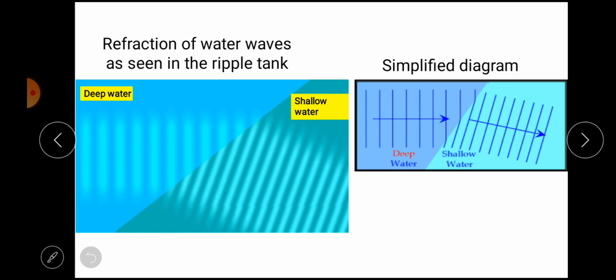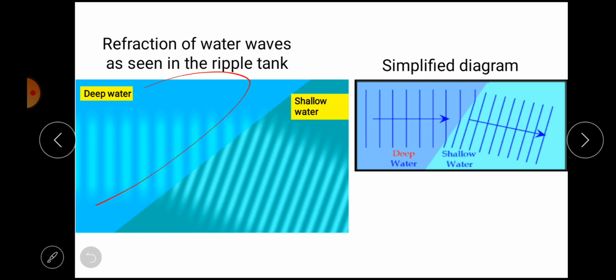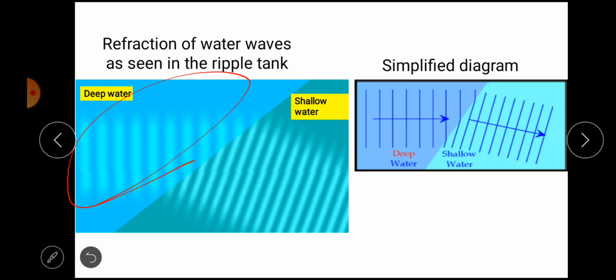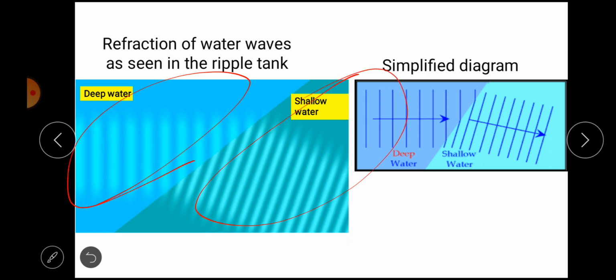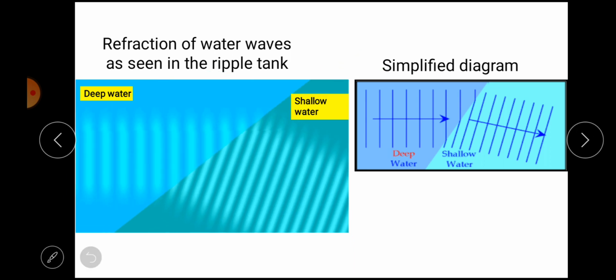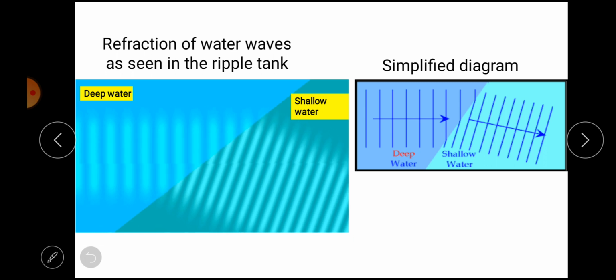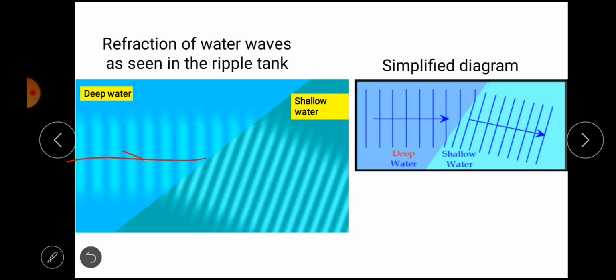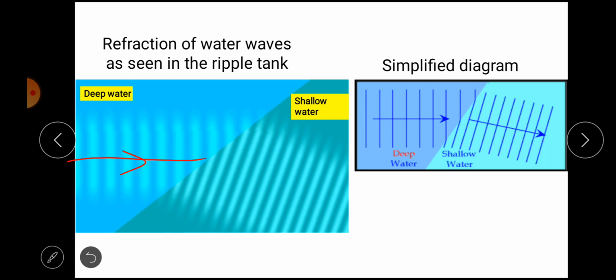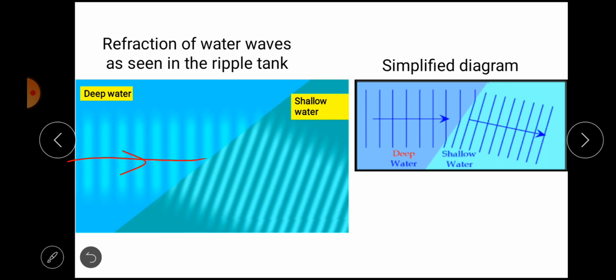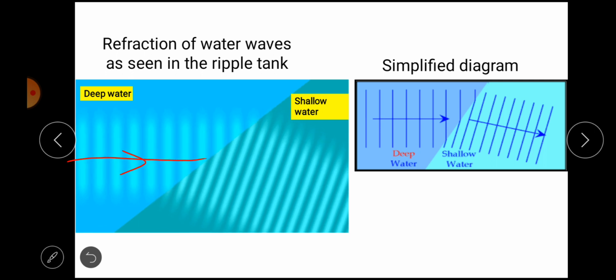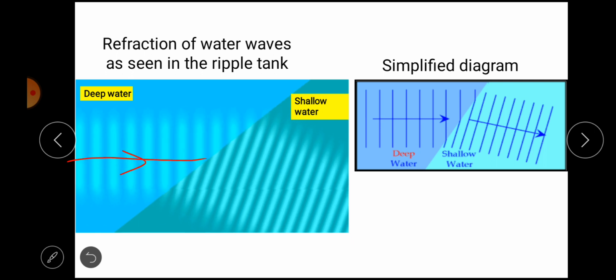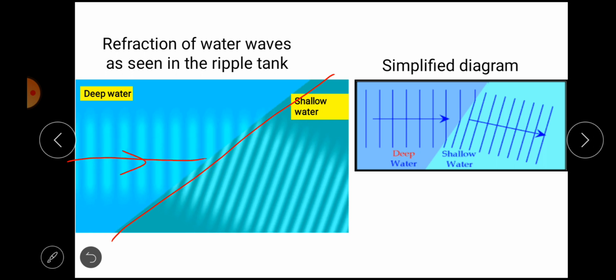So here we have this region, which is the region of deep water, and this region is the region of shallow water. So here are waves that are coming in this direction. These are the waves that are coming, so I'm going to draw the arrow to show the direction of the waves. So you observe that this is the barrier that divides the shallow and the deep region.